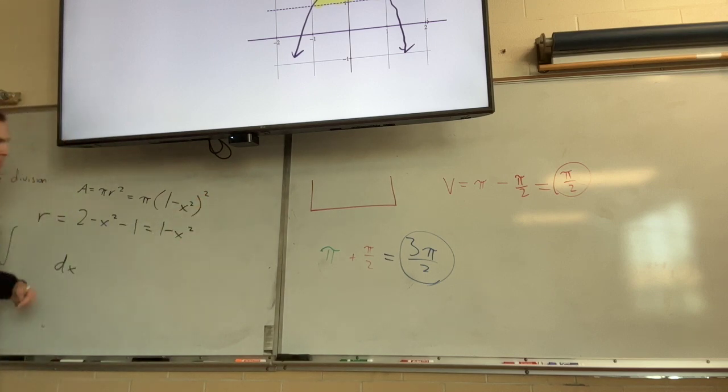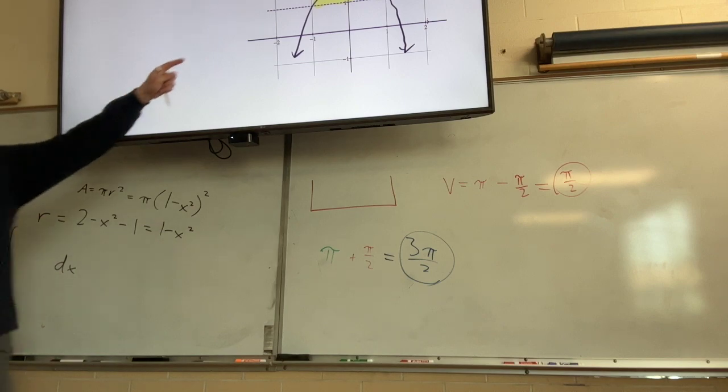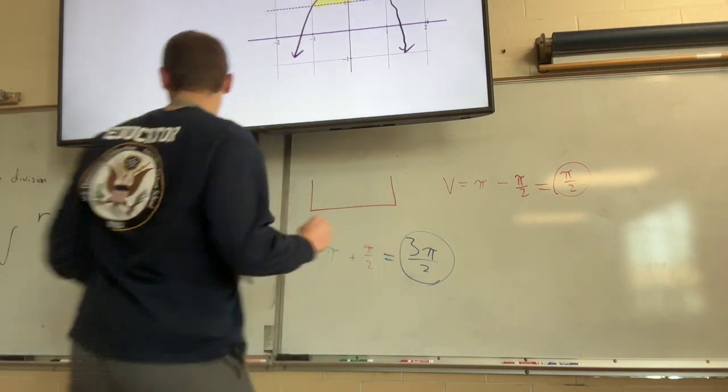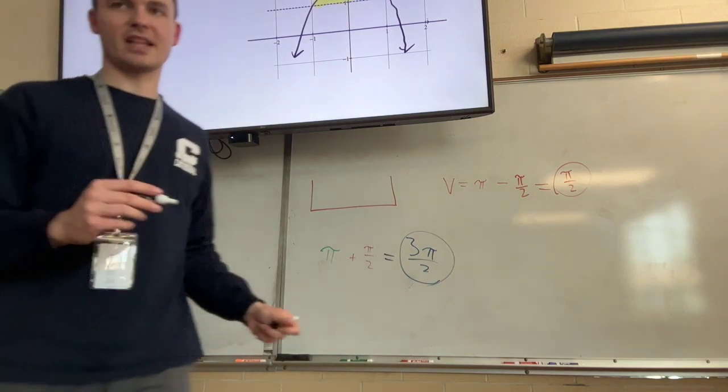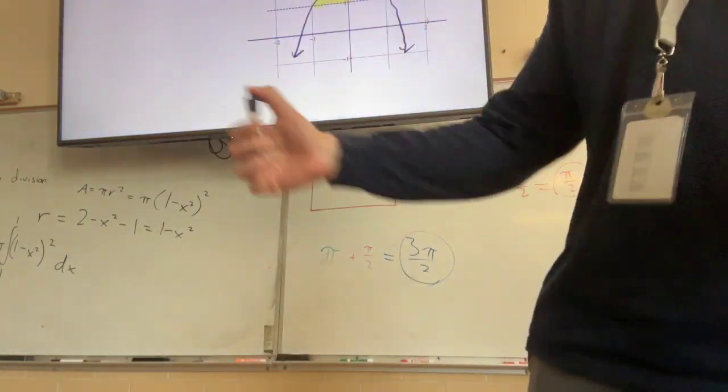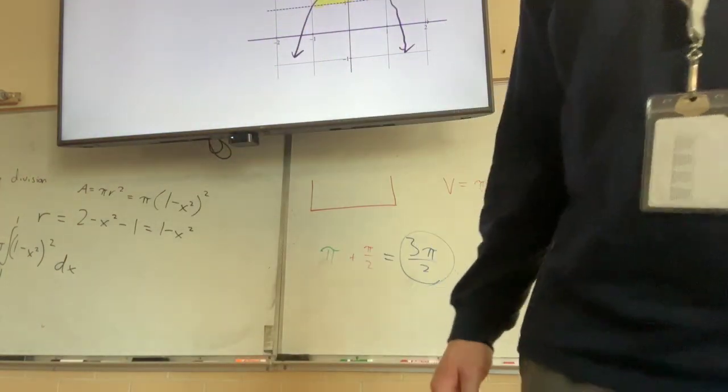squared. Okay, so my integral is going to be from x equals negative 1 to x equals 1 of pi times 1 minus x squared squared. Questions, comments, concerns on how I got that? So that's the setup. We just have to evaluate that integral now. We got the right answer.